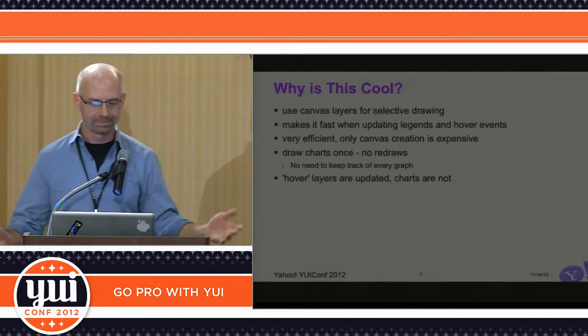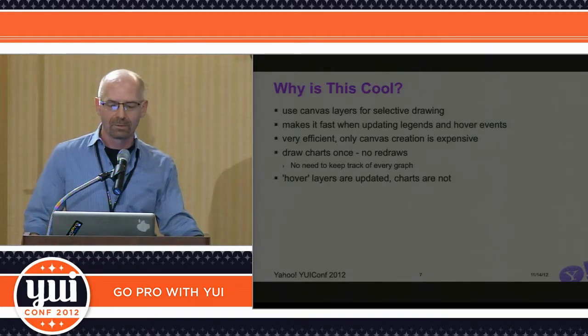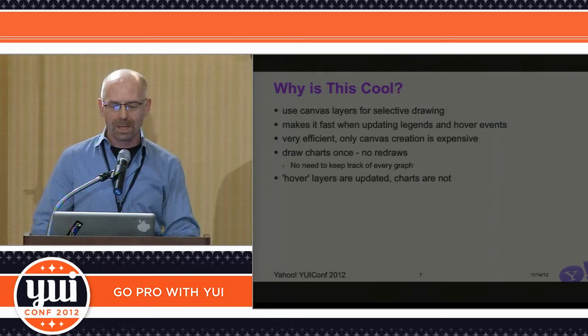So why is this so cool? We get to use multiple canvas layers for selective drawing. We don't draw on every canvas layer. We only draw what we need when we need to. So it makes it fast when you're updating legends and hover events.